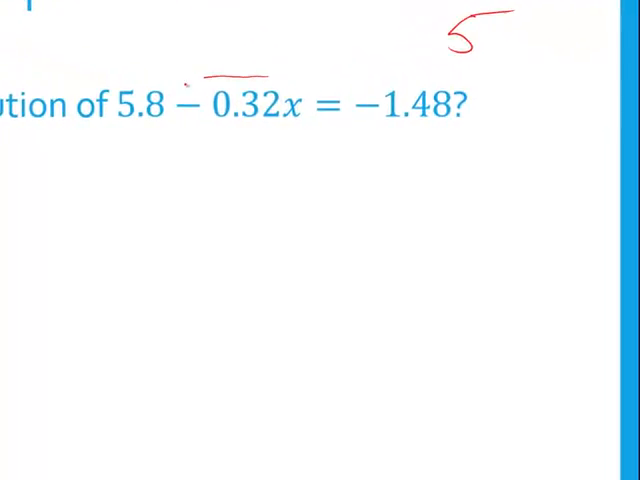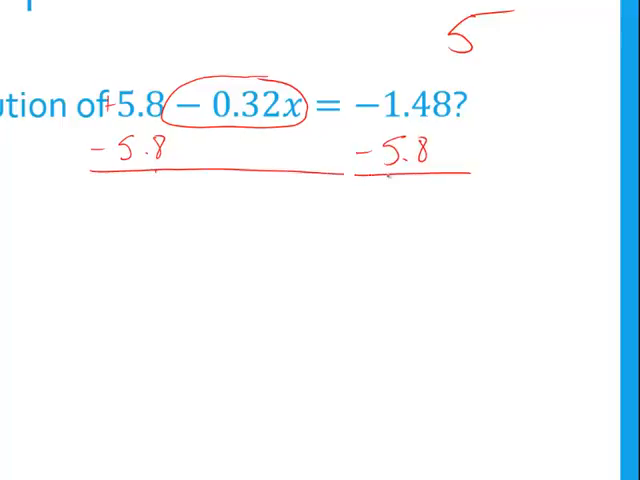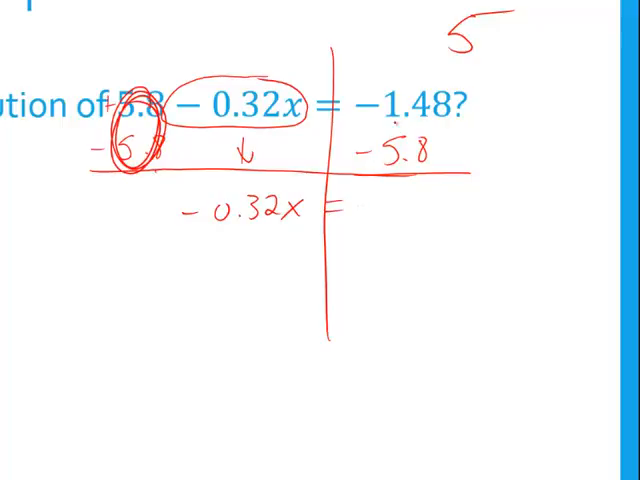We need to get the term, circle it, and make sure we know what it is. It's negative 0.32x. And we need to get rid of whatever is next to it. So we need to subtract 5.8 from both sides, because this 5.8 is positive. The inverse of positive is negative. So subtract 5.8. Bring the negative 0.32x downwards because the 5.8 becomes 0. And it's going to equal negative 7.28.